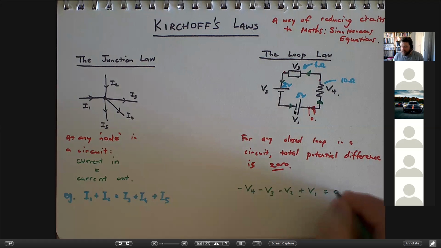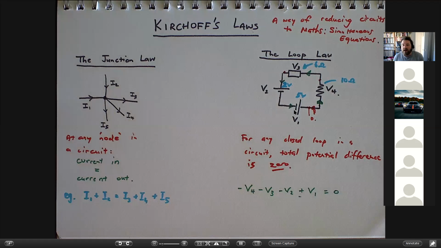And then all of that comes to 0 because we're back where we started. So as an electron makes its way around this circuit, it's losing energy at all the resistors and power supplies that are in the wrong direction, and it's gaining energy at the power supply that's in the right direction.